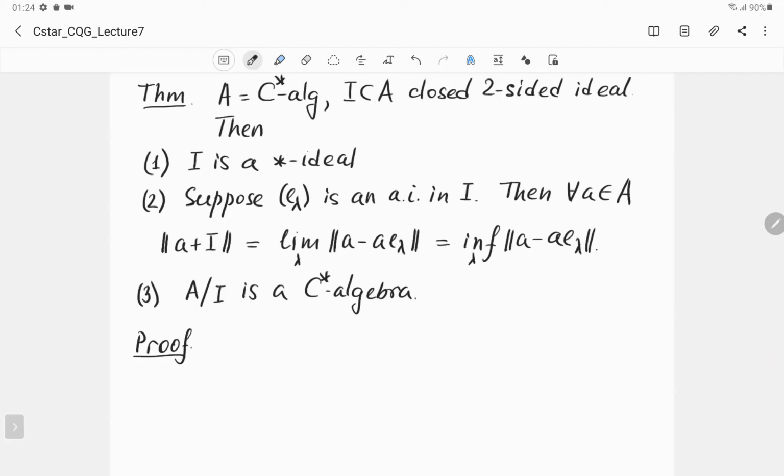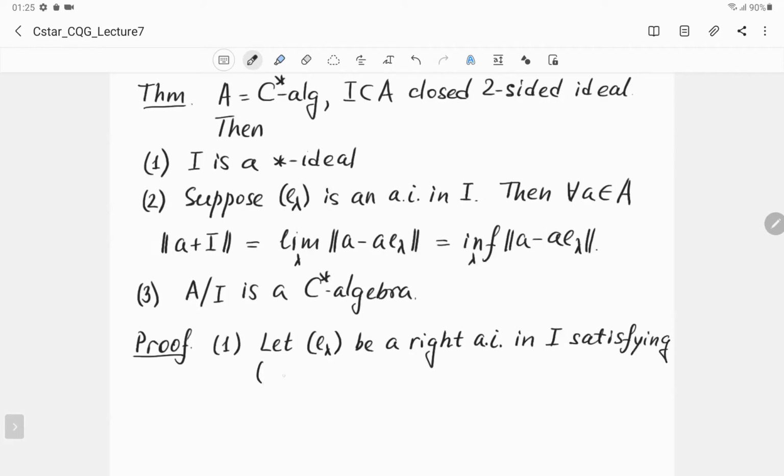Okay, so let's now prove this result. To prove part 1, we use our lemma. So I is a closed two-sided ideal. In particular, it is a left ideal. So it has a right approximate identity. So let e_lambda be a right approximate identity in I, satisfying conditions AI1 and AI2.